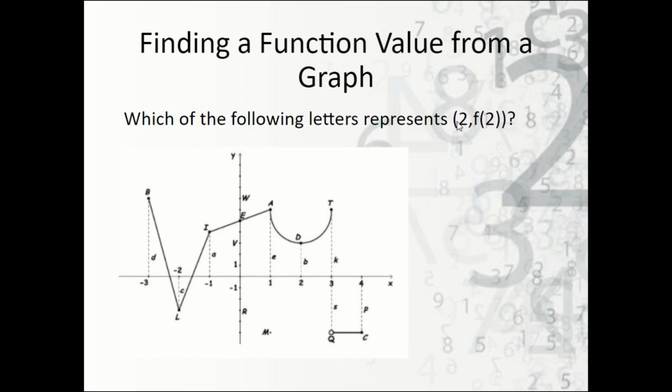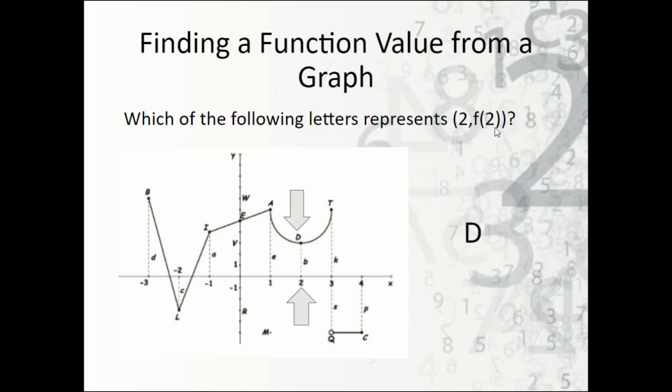Now if it actually gives us the value, so f of 2, here we would say f of 2 is right here, and x is actually 2, so that means that we're going to select the actual point on the graph, which in this case is D.